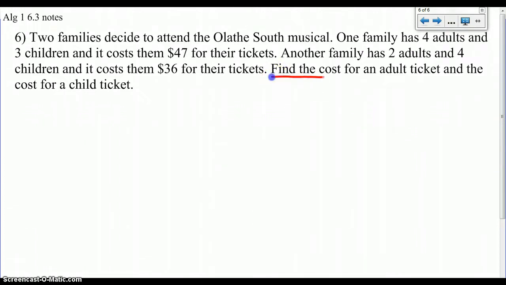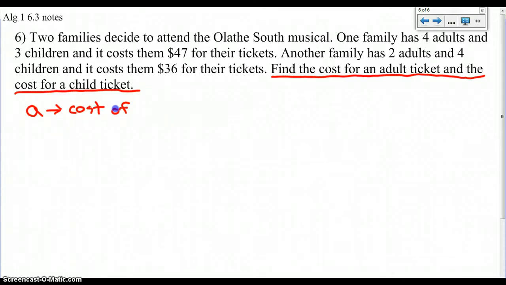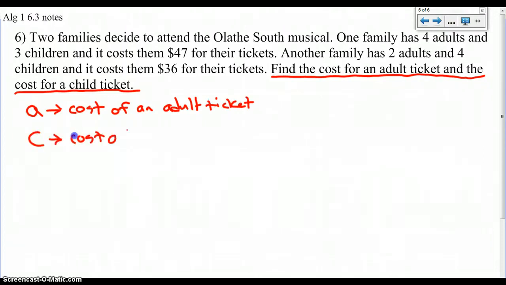Now, this last sentence, to me, is really key. It tells us what our variables would be. Usually we use x's and y's. Since we're not graphing, I'm going to go ahead and just use A and C, where A represents the cost of an adult ticket and C represents the cost of a child ticket.